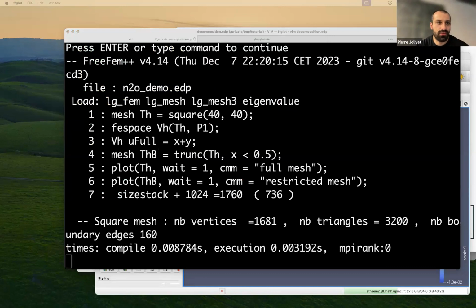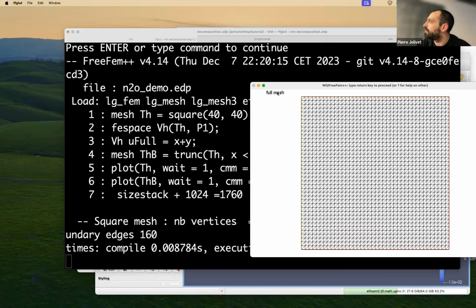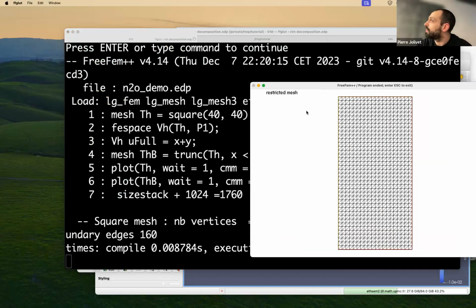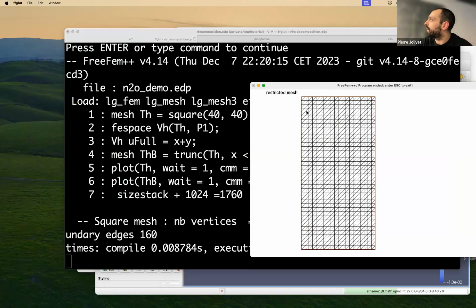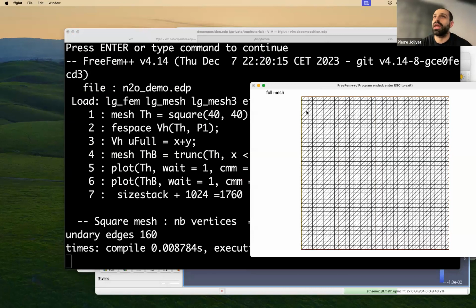Okay, so this is the full mesh. And this is the restricted mesh. Okay, so no magic here.